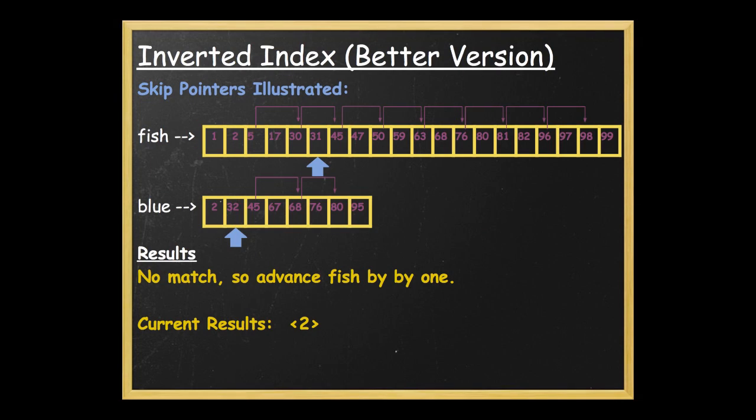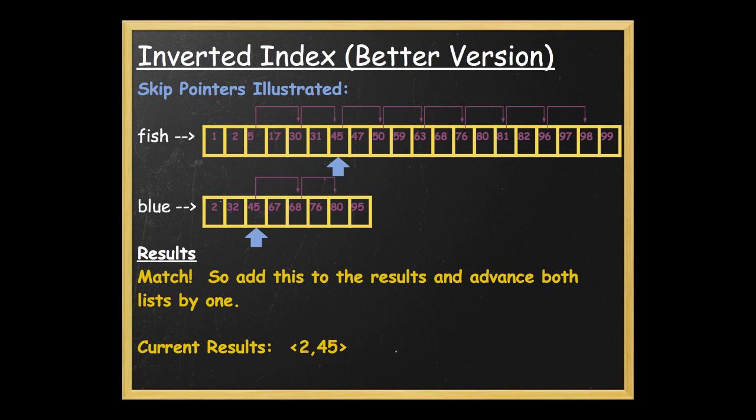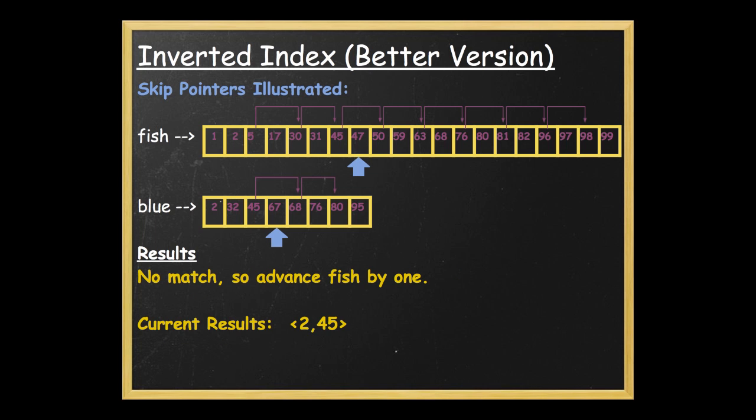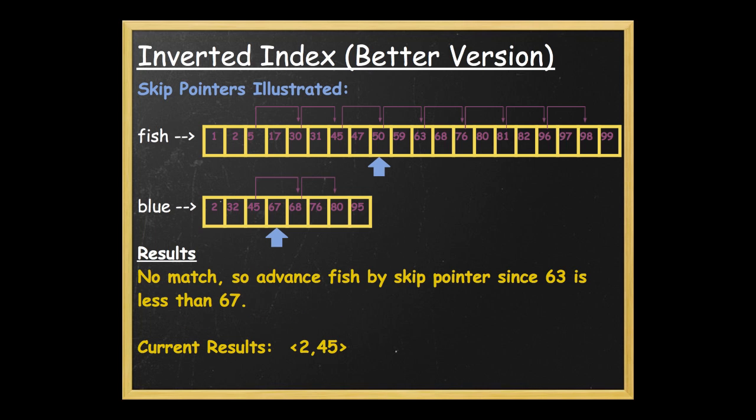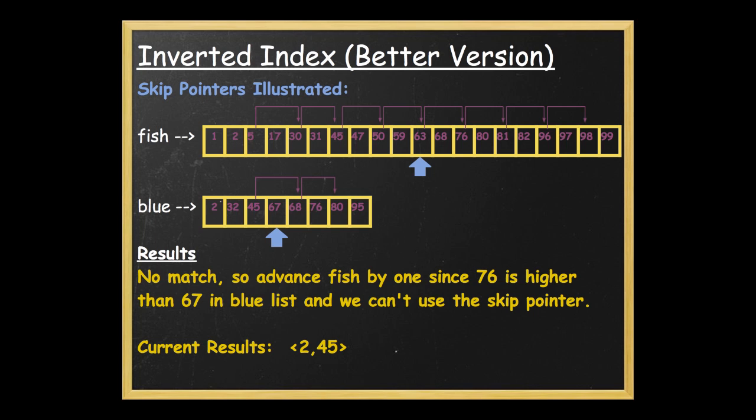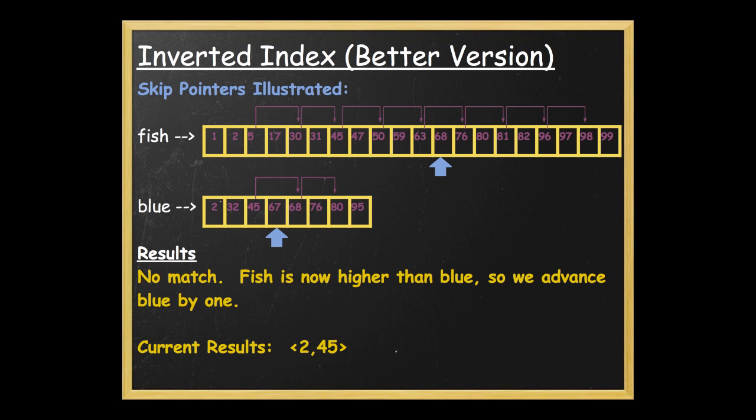There's no match, so we advance fish by 1. And there's no match again. And so we simply go here. Now we have a match, and so we add this to the results. And we just go through here step by step using the skips as much as we can to try to avoid looking at each and every element in the list.